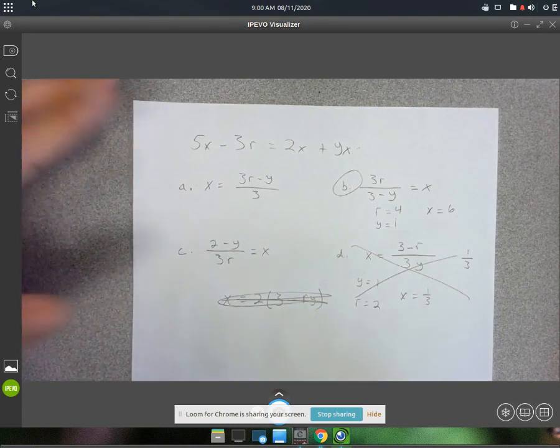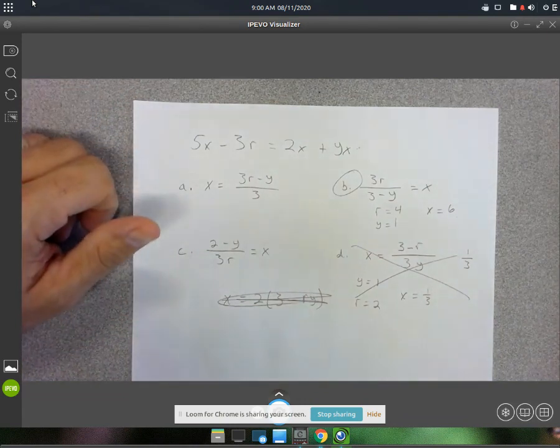Here you wouldn't have to be as selective in choosing r and y, but because we had fractions, it kind of helped if you did. Hope that gives you another method for solving these.